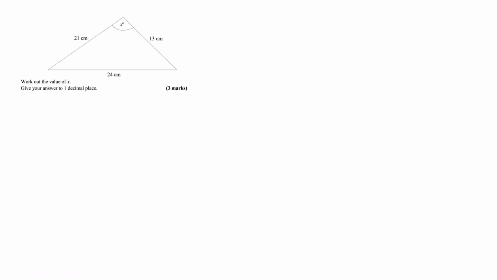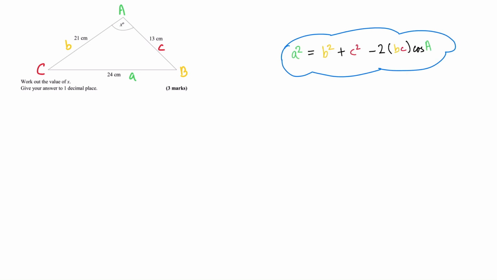Here's a different question which asks you to find the angle. Again, I've just marked on A, B, C, and they haven't given us any markings themselves, so I've just marked them on myself. And that's our cosine rule again. And I've just subbed all of it in like this.